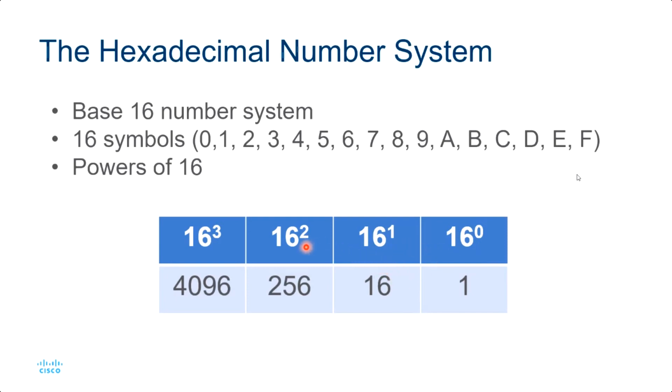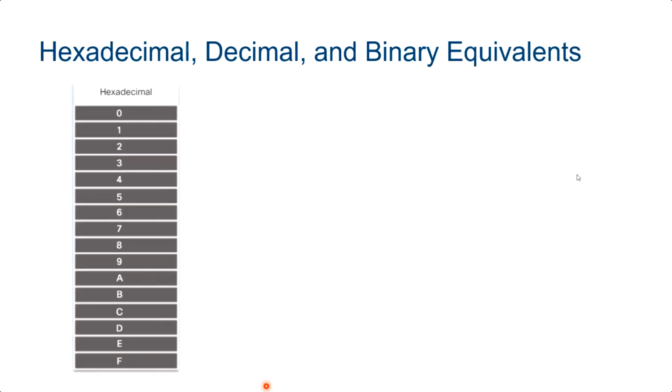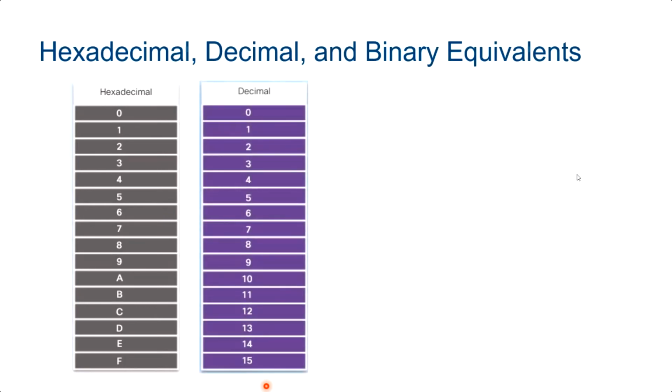This is 16 to the power of 2, or 16 times 16, which equals 256. And this is 16 to the power of 3, or 16 times 16 times 16, which equals 4096. Let's look at the decimal and binary equivalents of each hex symbol. These are the decimal equivalents.